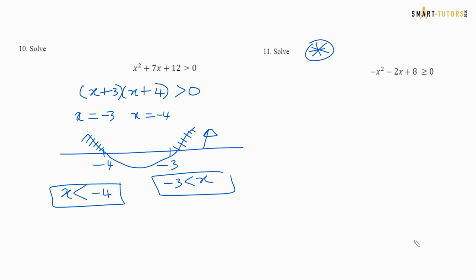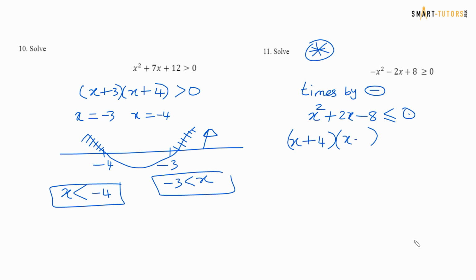Even though it's a sad face graph, what I'm going to do is times by minus everywhere. So if you times everything by minus, this becomes x squared plus 2x minus 8. The inequality changes its sign to the other way around. Now your factors are x plus 4, x minus 2 less than or equal to 0. So technically what I'm trying to say is, even if it is a sad face graph, change it to a happy face graph by timesing. Make sure the inequality sign is changed, then do the question as normal.